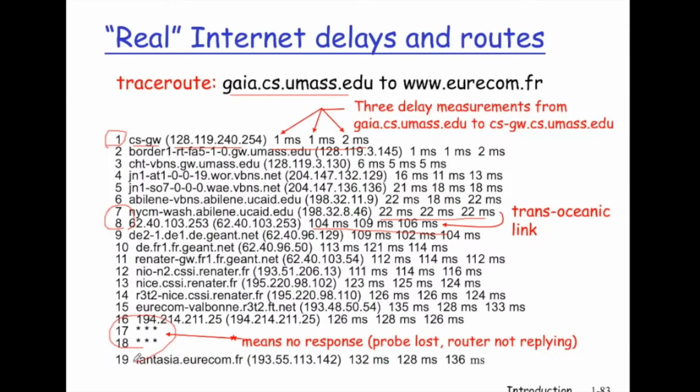A little bit more interesting is also hop 17 and 18. You see stars, stars, stars. That means the routers are not responding. Okay, and it could be because the probing messages are lost or the replying messages are lost. But it's more likely that the routers are on, but they have turned off replying to these probing messages.